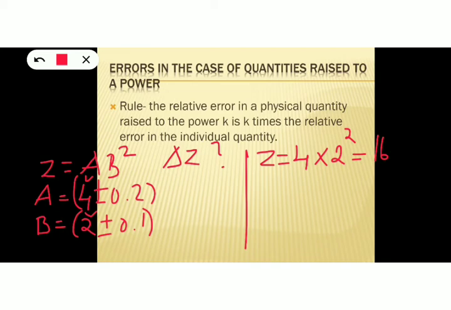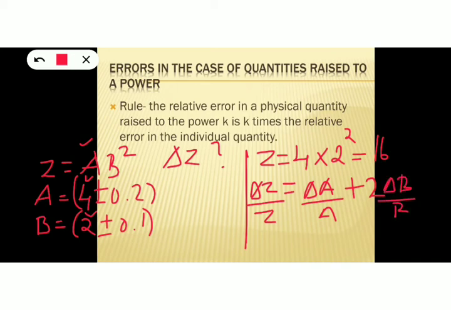So in this case also, we need to go for a relative error. But at the same time, how will you take the relative error? See, delta Z by Z, that is the relative error in Z. It is equal to delta A by A, because it is a multiplication, plus what is the power of B? Power of B is 2. So you must multiply the relative error of B with power. So its power is 2. So 2 into delta B by B.